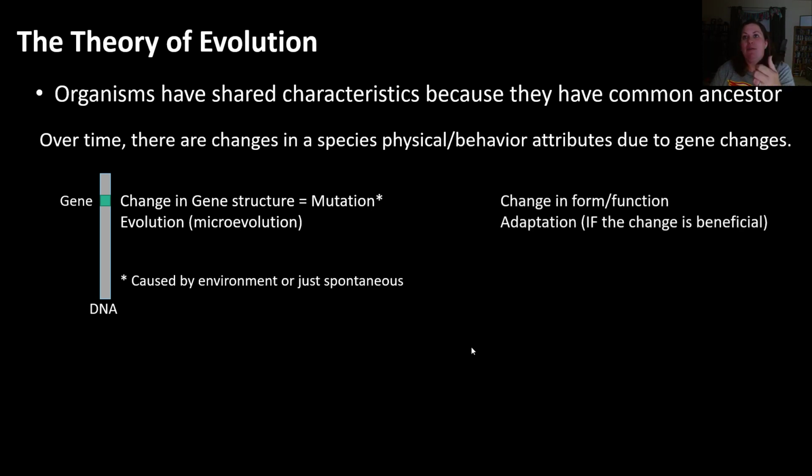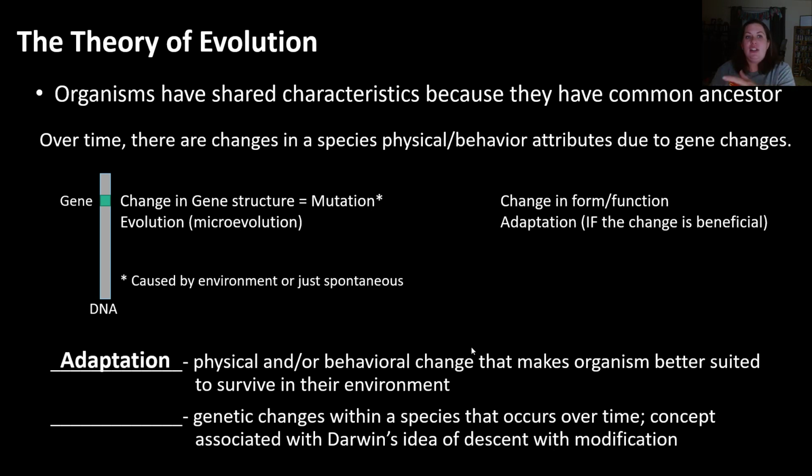Now, a change in form or function, we would say adaptation if the change is beneficial. So if it is beneficial, that is a type of adaptation. Adaptation is a physical and/or behavioral change that makes an organism better suited for their environment, makes them better at living where they are. Evolution, though, is genetic changes within species that occur over time. This is a concept that Charles Darwin came up with, and he calls it descent with modification. As our descendants come into play, they have different modifications that make them different.